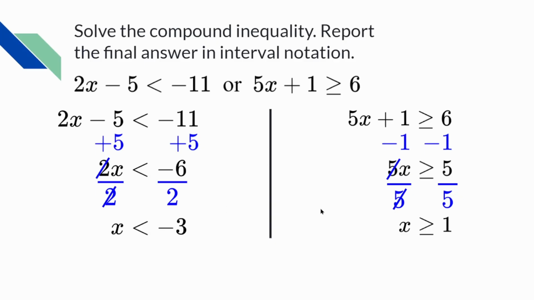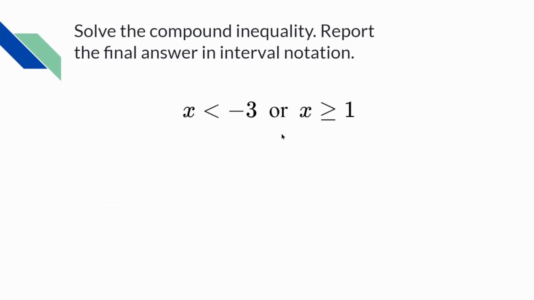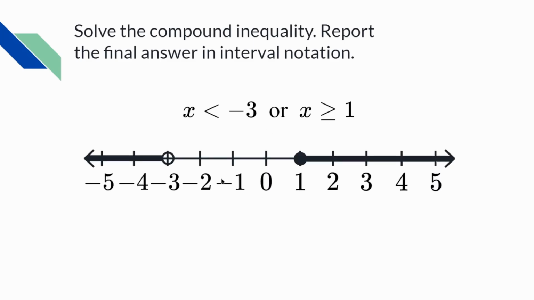So we have two intervals here. We have x is less than negative 3 and x is greater than or equal to 1. So let's join those together with the word or, and let's take this to the top of the screen. On the number line, here's what it looks like. We have everything shaded to the left of negative 3. Negative 3 is not included. And then we have everything shaded to the right of 1, and 1 is included.